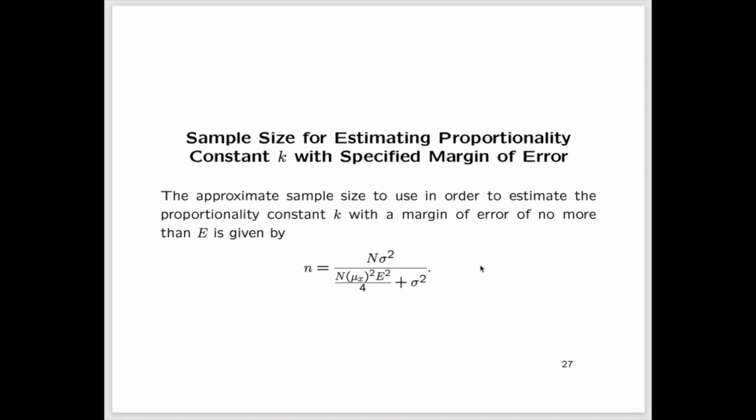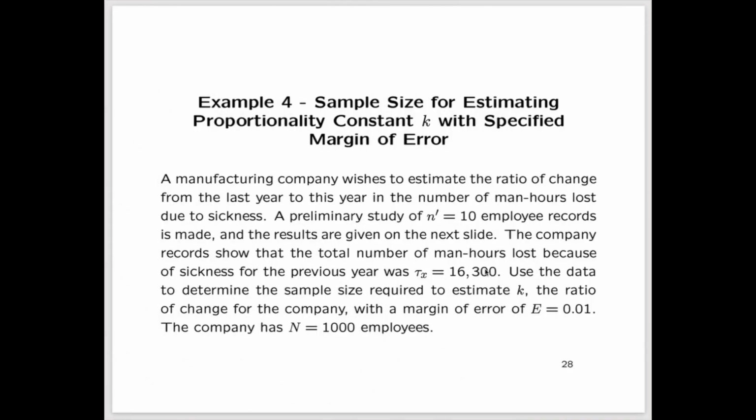Now the population variance may or may not be known. If it's not, then we would obviously have to approximate it using one of the techniques that we've looked at in previous situations. So this is the formula to obtain a sample size that would give us a margin of error of no more than E for the estimate of the proportionality constant K. So let's look at an example of this.